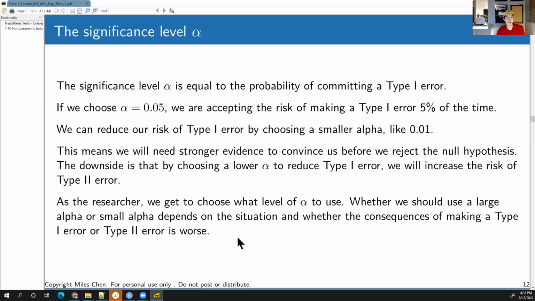So you have to think about, what's worse? Is it worse to reject a perfectly nice person, or is it worse to hang out with a person that wasn't that great to begin with, right? And you have to think about that, type 1 or type 2 error, right?